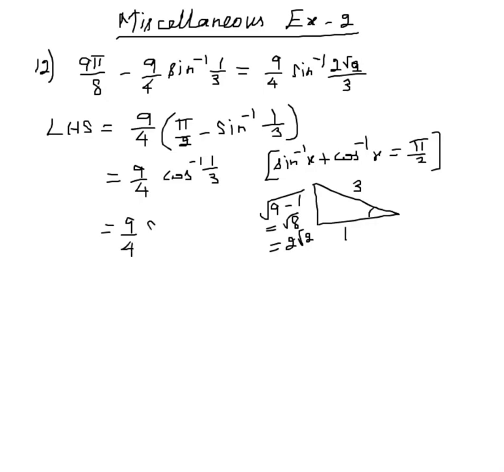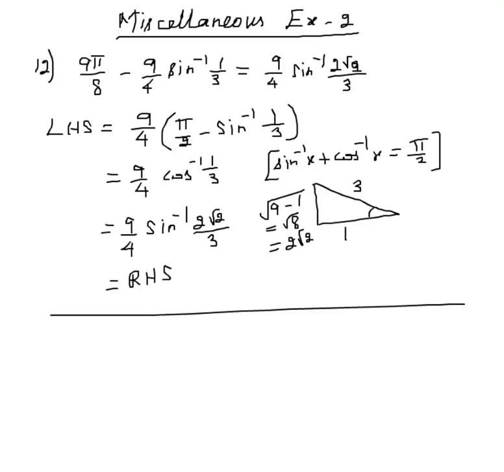Therefore, it becomes 9 by 4 sine inverse of opposite side by the hypotenuse. And this is the right hand side to be proved.